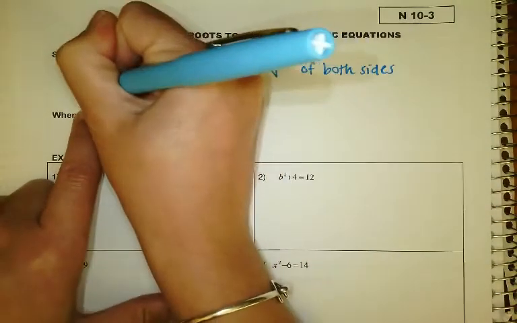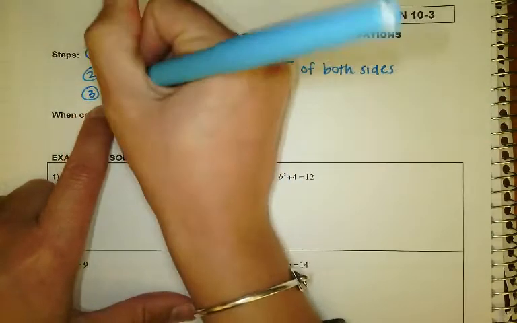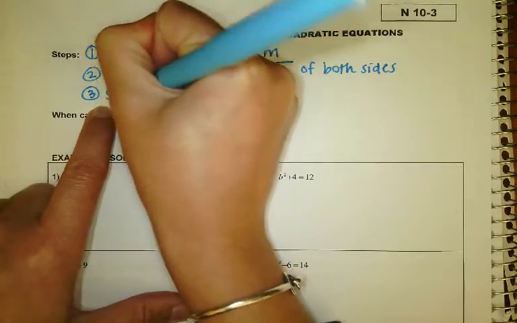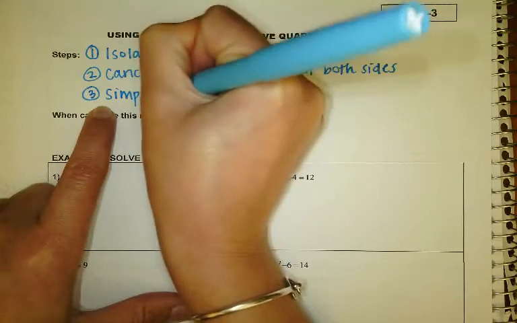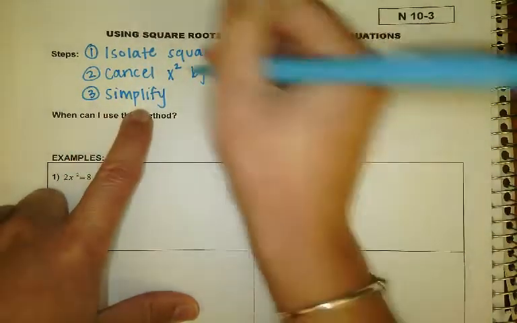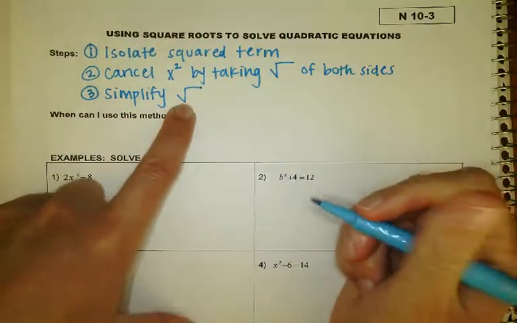And then the third and final step is that we're going to simplify the square root like we did in last week's video.